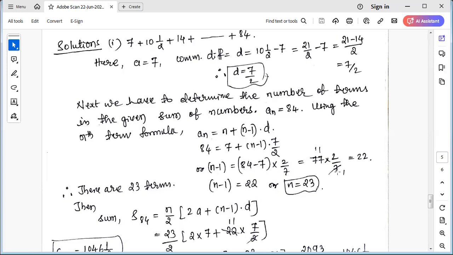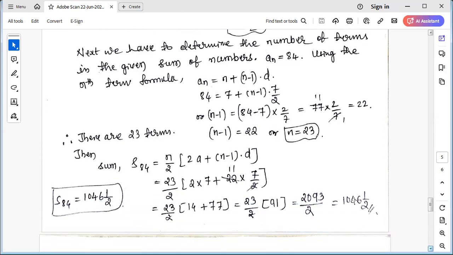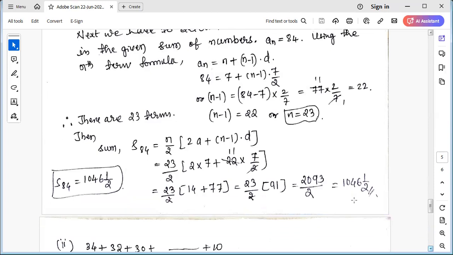We have to write it. So here 7 ones are 7, 7 elevens are 77, they get cancelled. So 11 into 2 is 22. That means n minus 1 is equal to 22, or n is equal to 23, because it is 22 plus 1, so it gives 23. So in this way, we obtained the value of n. Next, you go for the sum.